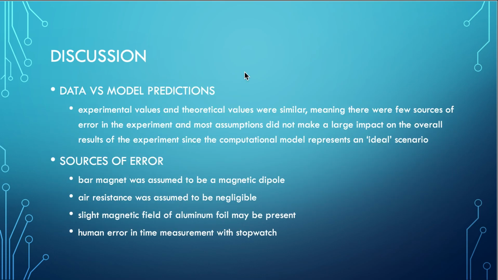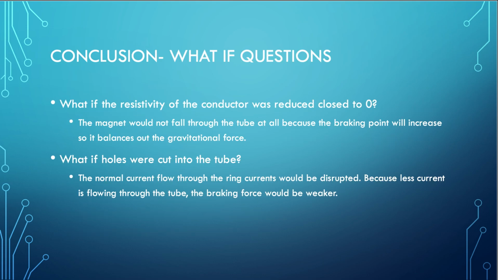So, data versus model predictions. The experimental values and theoretical values were similar, meaning that there were few sources of error in the experiment, and most assumptions did not make a large impact on the overall results since the computational model represents an ideal scenario. Some possible sources of error could include that the bar magnet was assumed to be a magnetic dipole, or that air resistance was assumed to be negligible, or that a slight magnetic field of the aluminum foil may be present, or there could just be human error in time measurement with the stopwatch.